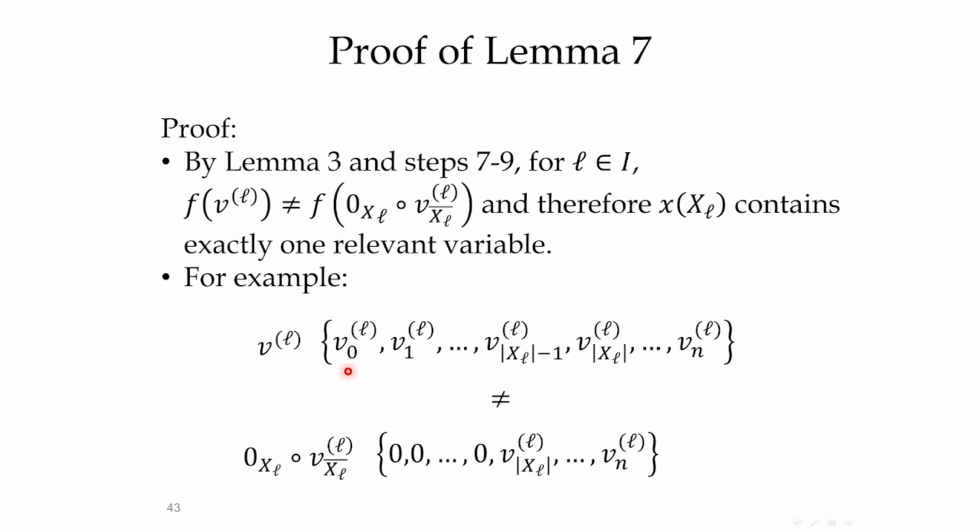So we can see that v0 for v subscript capital XL minus 1 followed by L, like all the indices over here, they are not equal to the zeros over here. So this vector is not equal to this vector, which is 0 subscript capital XL concatenation V subscript capital XL bar powered by L.